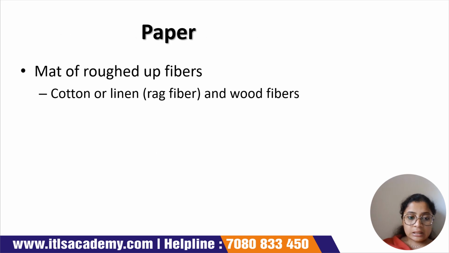Now coming to papers. So these inks, papers, pencil shades, these are all parts of handwriting analysis. Whenever we are talking about handwriting analysis, we need to talk about these factors also. Papers are a mat of roughed up fibers, and those fibers are also known as rag fibers. They can either be of cotton or linen, or they can be wood fibers also. So from wood we can get paper, from cotton we can get paper, from linen we can get paper. They are known as rag fibers.